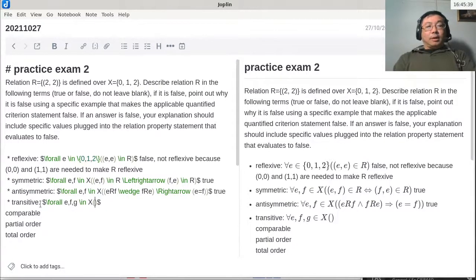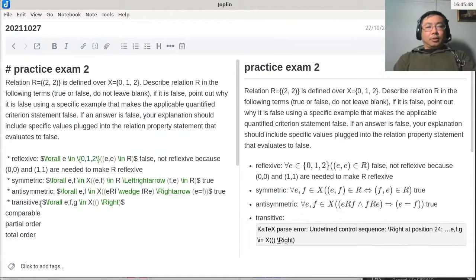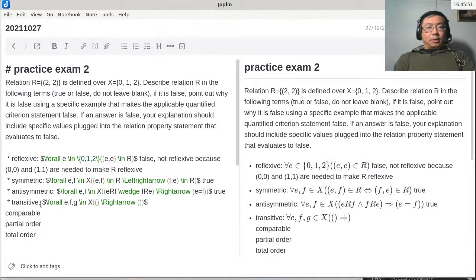And in order for a relation R that is defined over X to be transitive, we want the following to be true. So we want this thing here to imply this thing over here, and the thing on the right hand side of the implication is ERG, and then the thing on the left hand side is ERF and FRG. There we go. So now we look at this particular universally quantified expression, and we ask, is that true for this specific X and for this specific R?